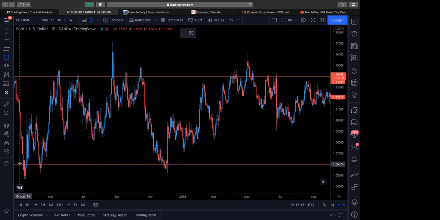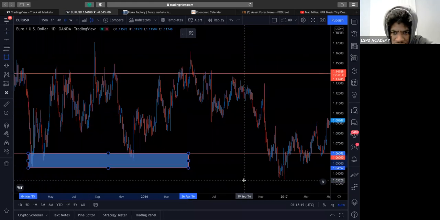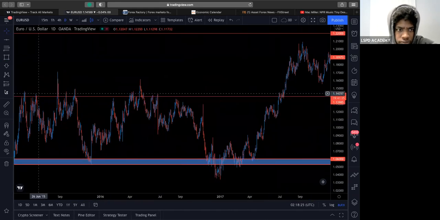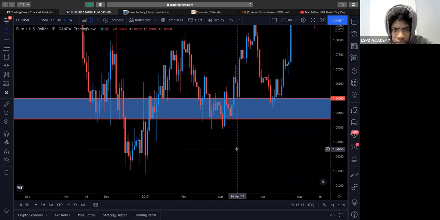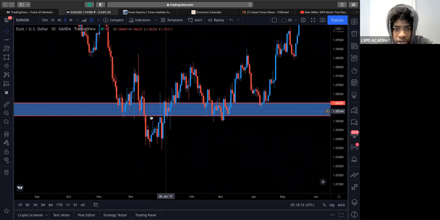So when it comes to drawing up my zones, I always like to get where price is most active, right? So if we zoom in here, we see price is most active within this range right here.